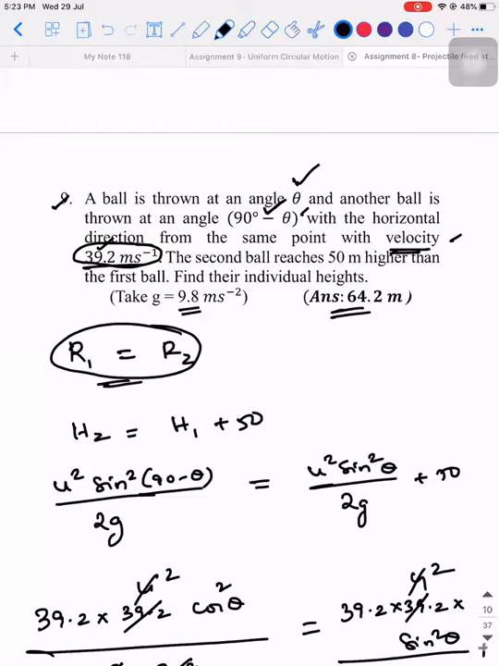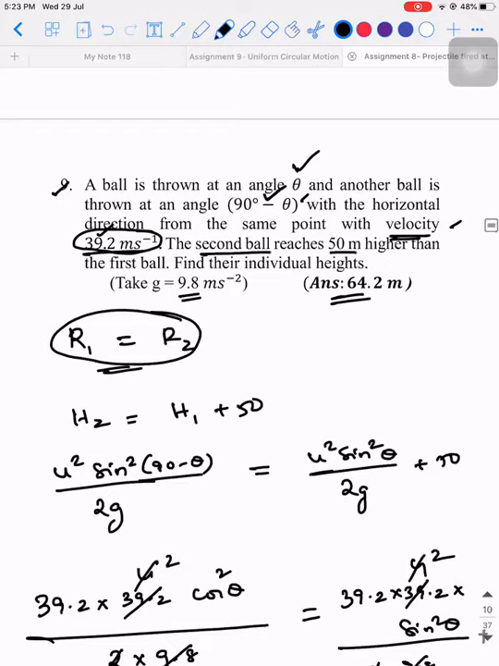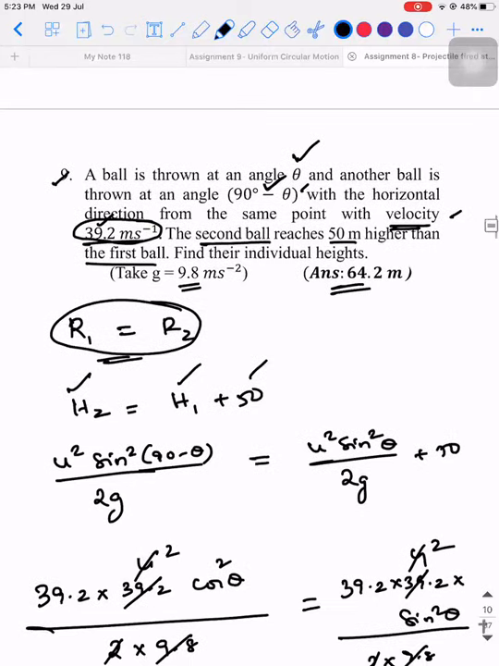Sir, how do you write h2 is equal to h1 plus 50, sir? There they have given, no, the second ball reaches 50 meters higher than the first ball. Both are equal, sir? How are they both equal, sir? Which are equal? H2 is equal to H1 plus 50. Yes, sir. Height of the second ball is equal to height of the first ball plus 50. I've just converted that into a mathematical statement: the second ball reaches 50 meters higher than the first ball.